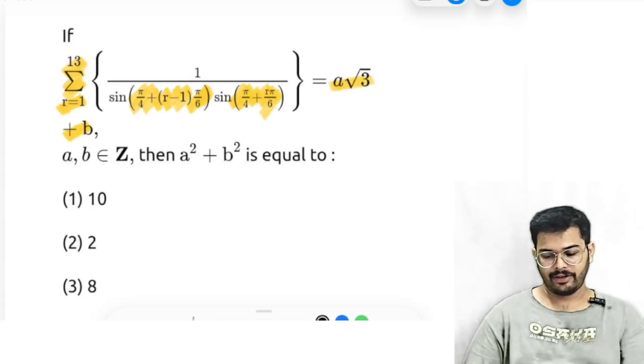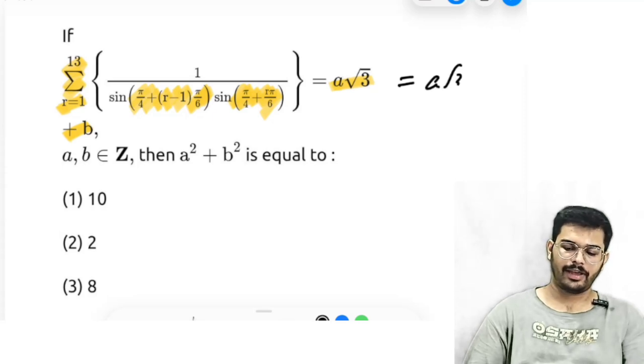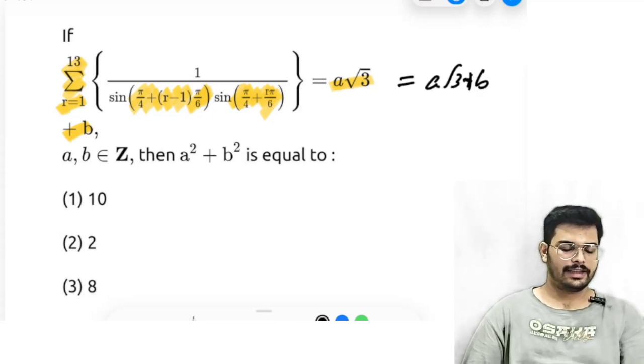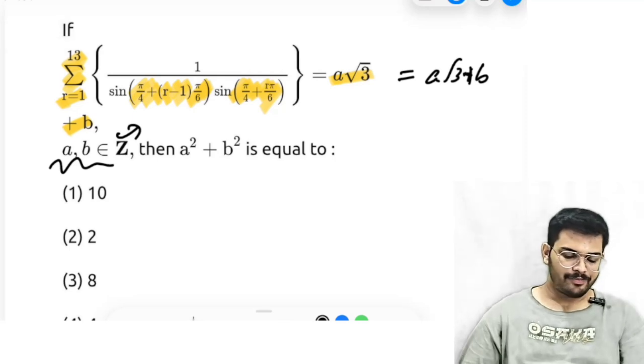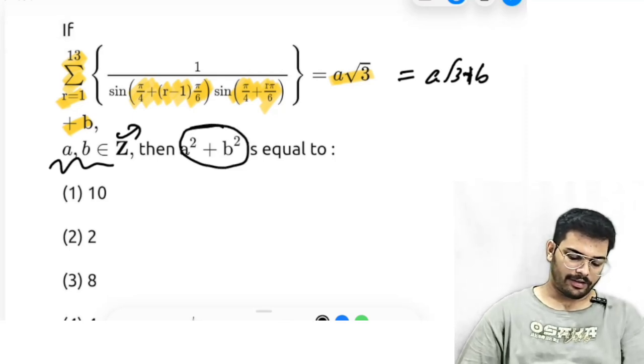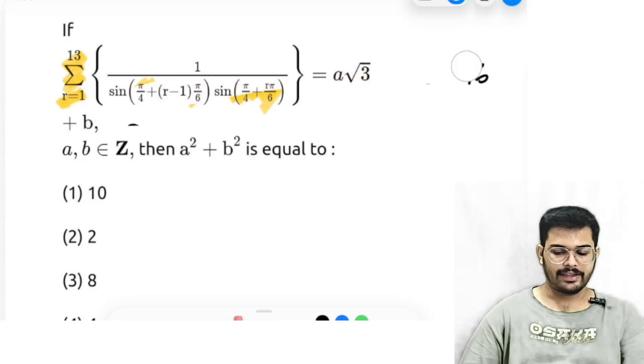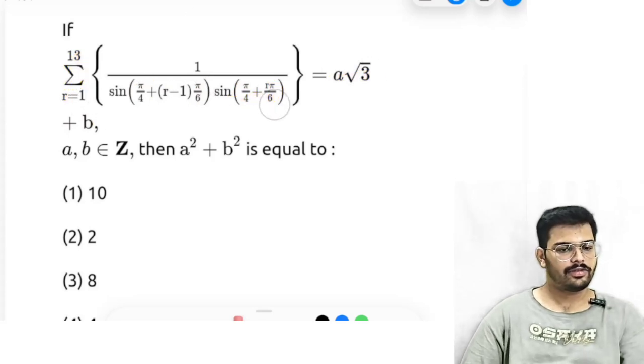So we will be solving the LHS, and the LHS will be of the form a root 3 plus b, the final answer, where a and b are elements of Z, integral values. Then a square plus b square equals, after finding a and b, we just need to calculate the sum of the squares of those two values.